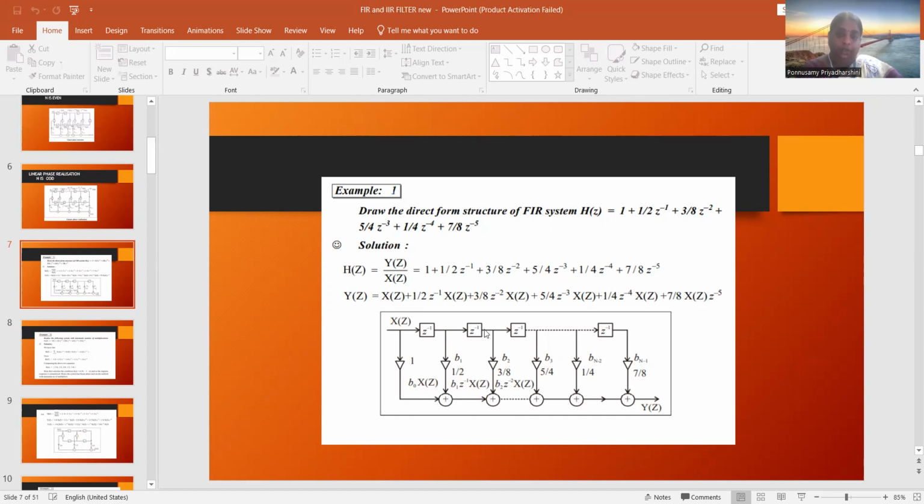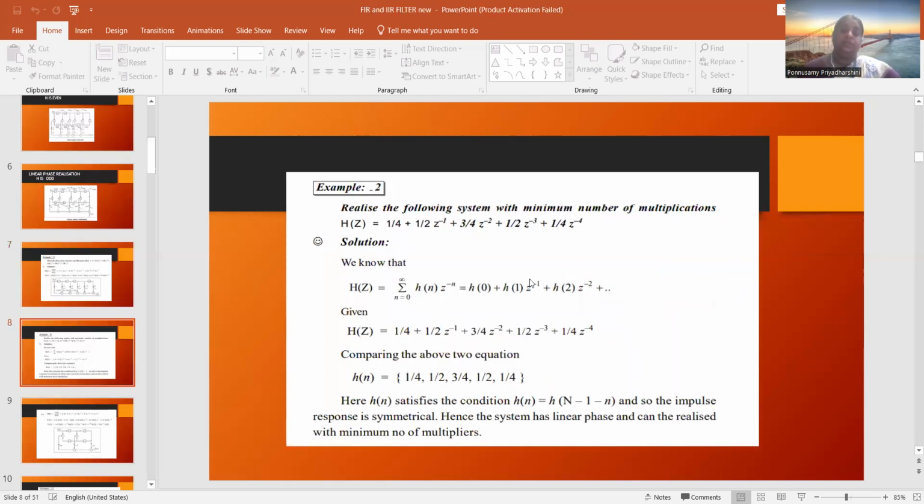So one more delay unit will be added, again with the multiplier 3 by 8. So it will be added. Like this, it will move up to 7 by 8 z to the power of minus 5. So starting from the input to the output, all the structures will be added together and we are getting the final answer.